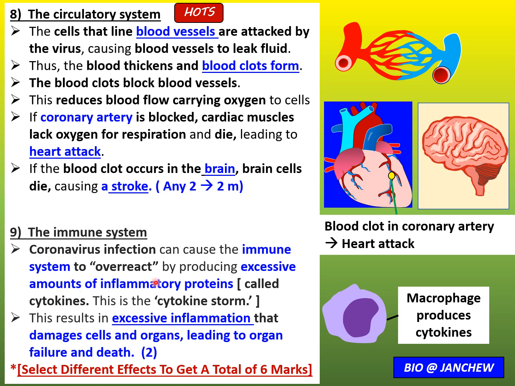cause inflammation, that is swelling, redness, pain, and heat at the site there. So if excessive inflammation occurs to the cells or organs, it can cause organ failure and death.